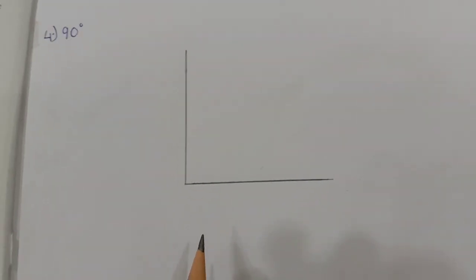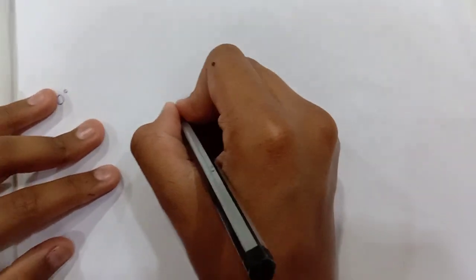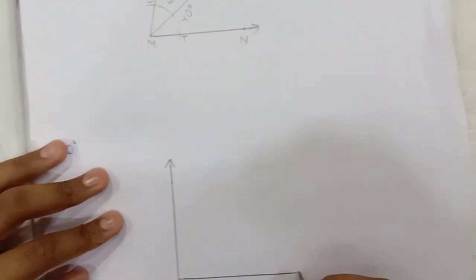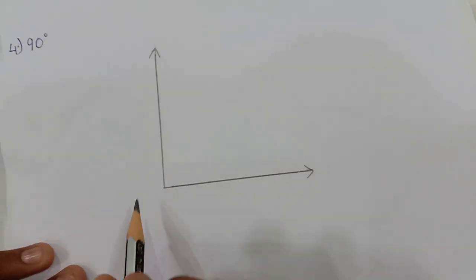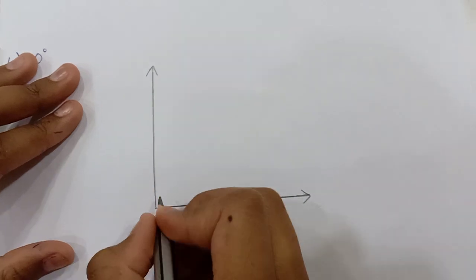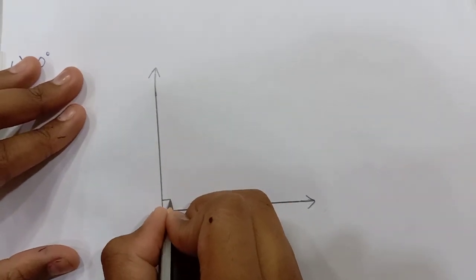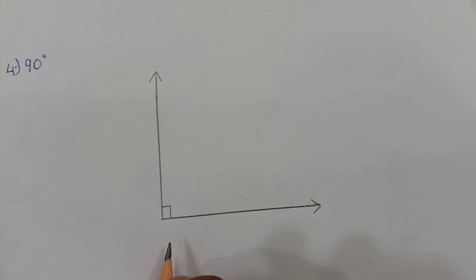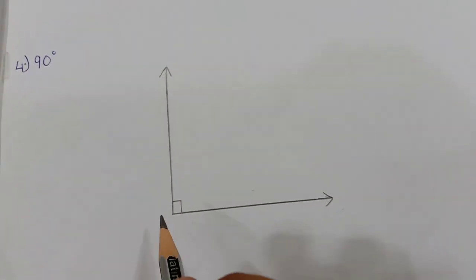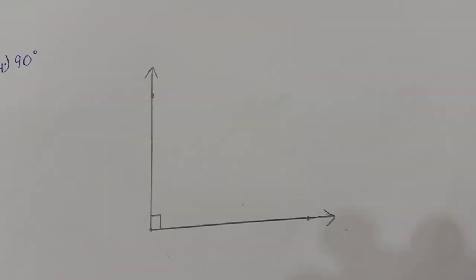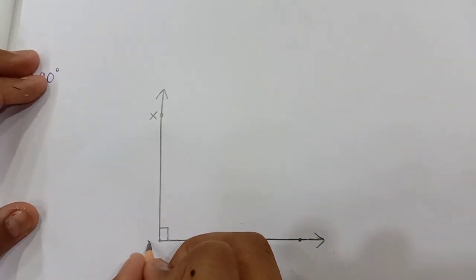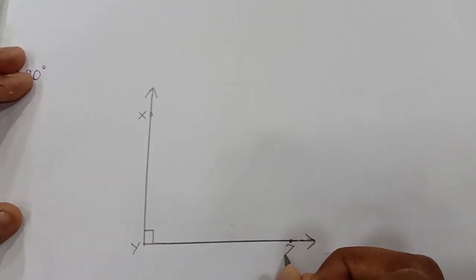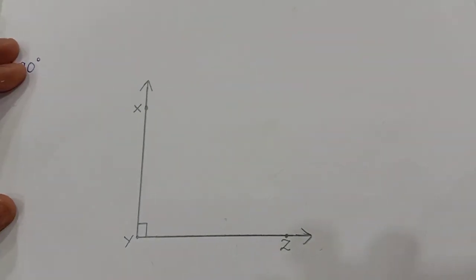So have a look. It is the perfect straight line. Make the arrowheads. Very good. And now as you know that it is a right angle, you put a square here like this. Now we have to make the arc. So children, we are going to name it. So X, Y and Z.